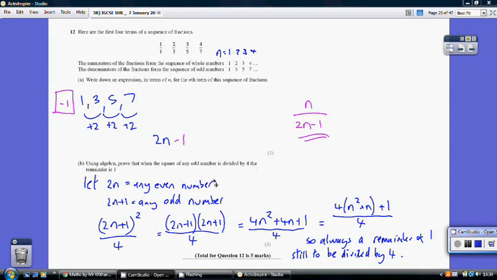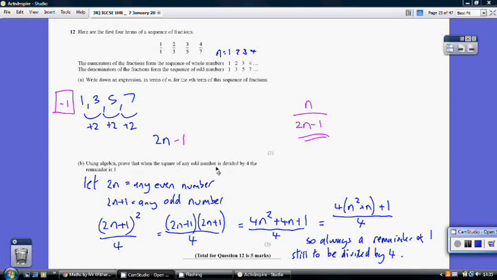For part B, if we double any number, we get an even number. So let's let 2n equal any even number. And then if we add 1 to an even number, it becomes odd. So 2n plus 1 is any odd number. Now the question asks us to prove that when we square the odd number and divide it by 4, the remainder is 1. So let's go and do this.